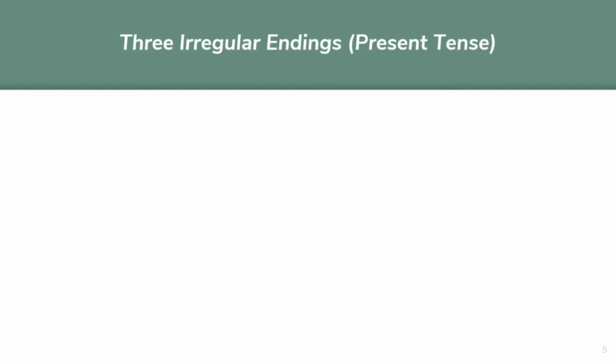One of the best things I've found about the vos conjugation is, unlike all the rest of the conjugations, there are only 3 irregular endings. So if you've been studying verb conjugations for a while, this has got to make your little heart happy, because I can tell you it definitely made mine.